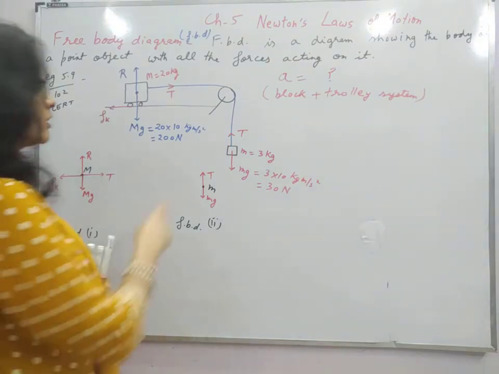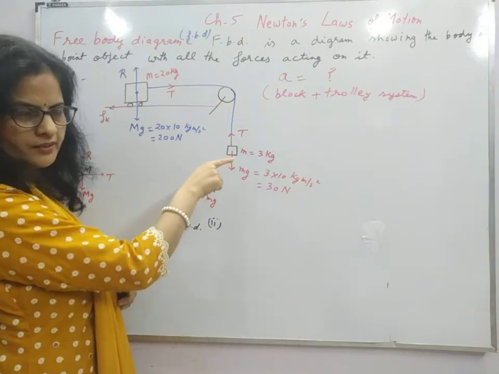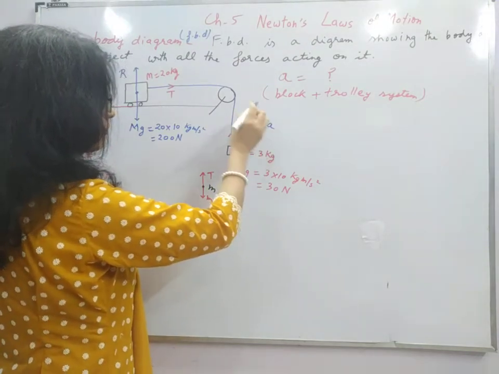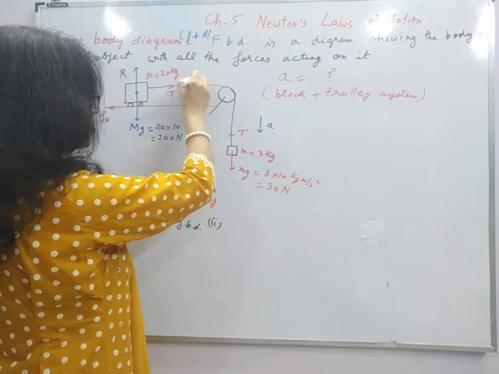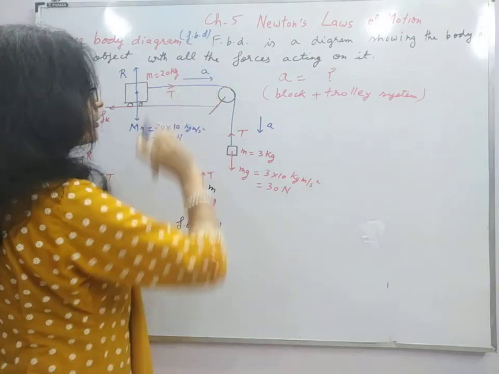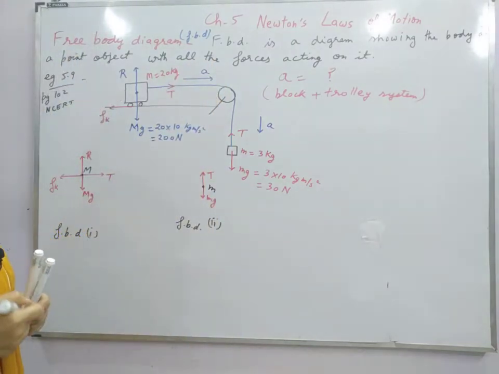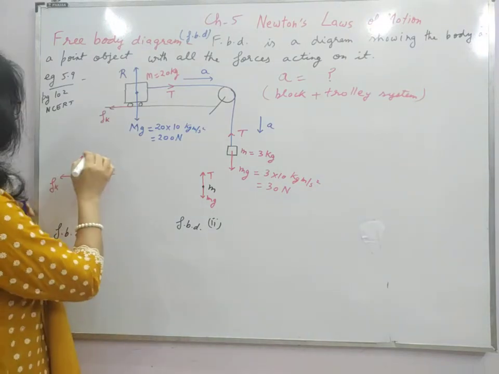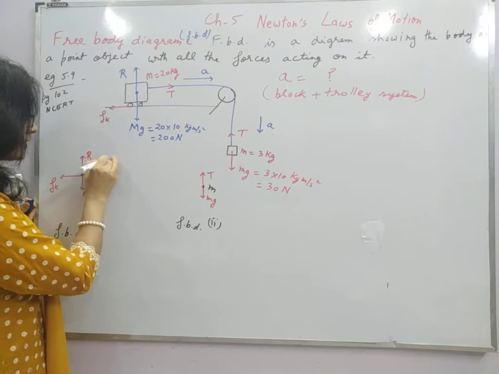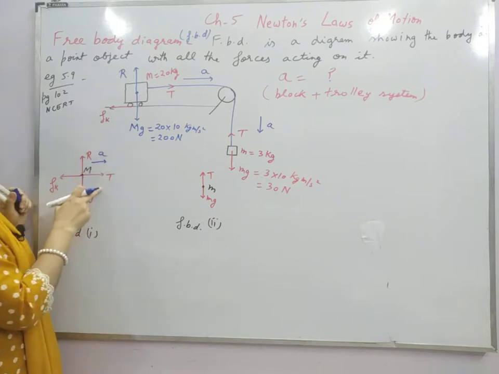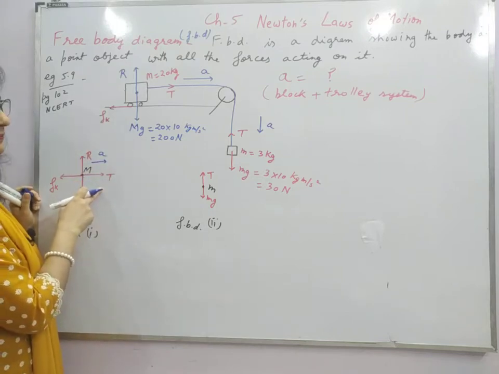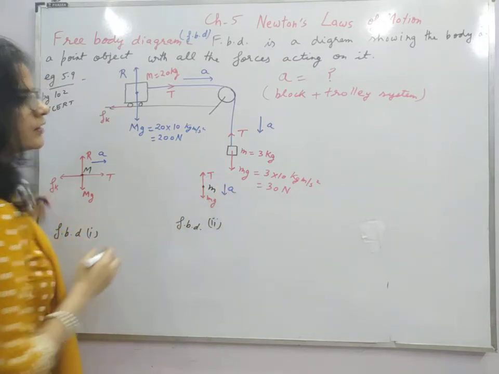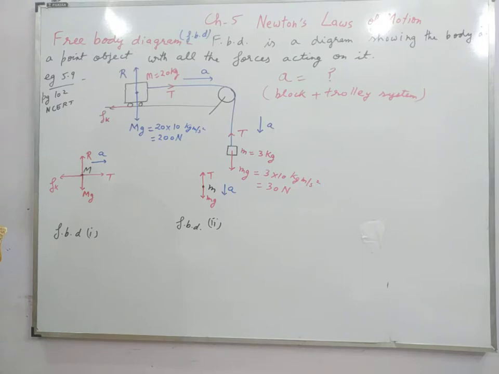Now let's check out. This system is connected to each other. Now if this is moving down, this system will also move this way with the same acceleration since these are connected bodies, right? So in the free body diagram, I need to specify this also, that the acceleration in this case is in this direction. And in this case, the acceleration is this way, right?